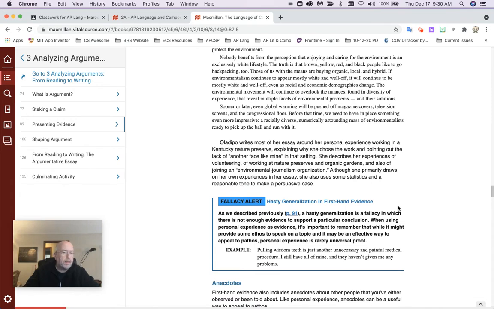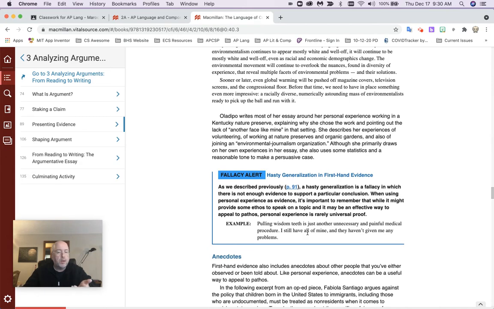Now, each one of these has what's called a fallacy alert. We've done some work with logical fallacies. This is a fallacy example called the hasty generalization. You have to be careful that it's a legitimate personal experience versus one like this, where you say, pulling wisdom teeth is just another unnecessary and painful medical procedure. I still have all mine and they haven't given me any problems.